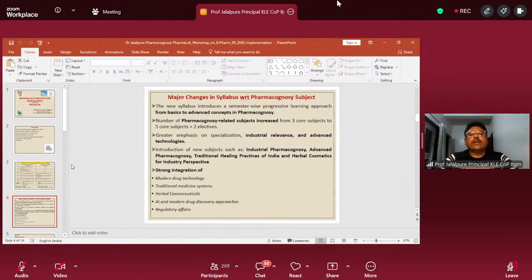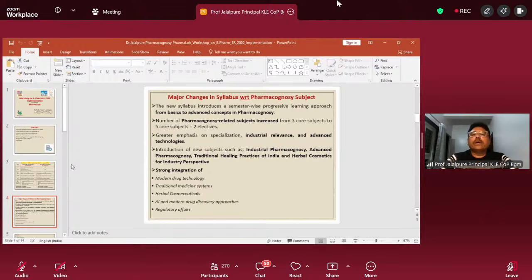elective subjects. And more emphasis is given to specialization, or information with respect to pharmacognosy, what is actually relevant in the industry, what industry wants, how our students, how our final product should be in the industry. So the syllabus addresses that, the emphasis has been given, and advanced techniques which are available. Those things are also covered in these pharmacognosy subjects.